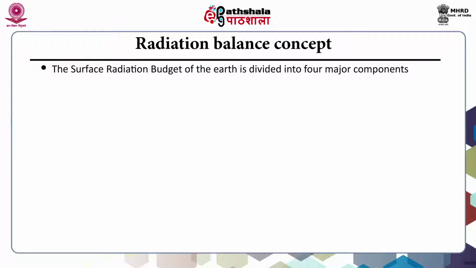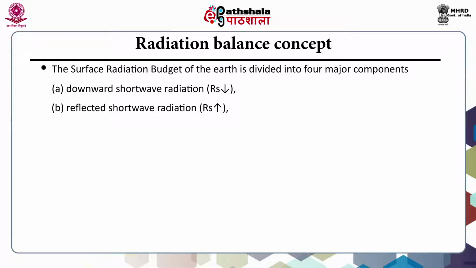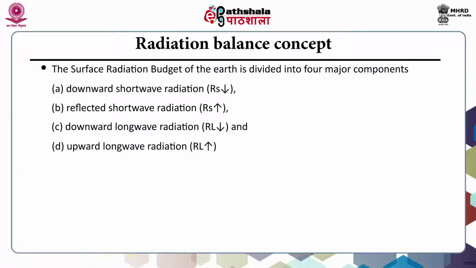Let's see first the radiation balance concept. The surface radiation budget of the Earth is divided into four major components: downward short wave radiation, denoted as RS with a downward arrow; reflected short wave radiation, denoted by RS with an upward arrow; downward long wave radiation, RL with a down arrow; and upward long wave radiation, RL with an up arrow.